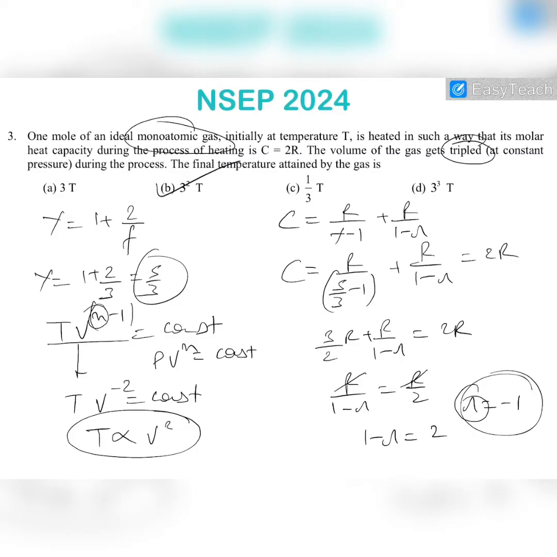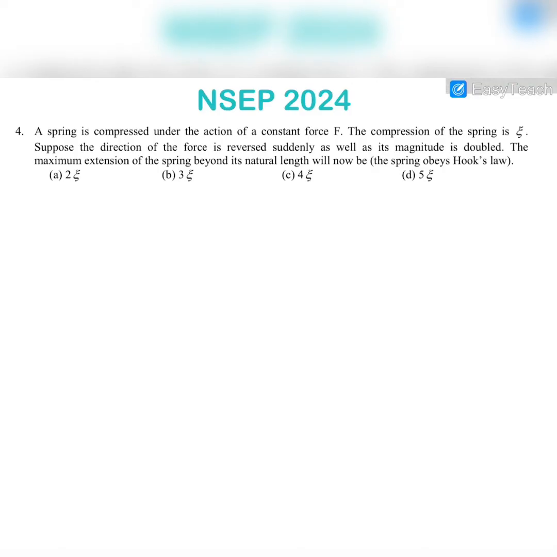Now we move on to the next question. In this question, you can see that there is a spring that is compressed by a constant force F. So let us suppose that this is a spring which is compressed from its natural length by a distance of x naught by a force F. So x naught will be F by K.